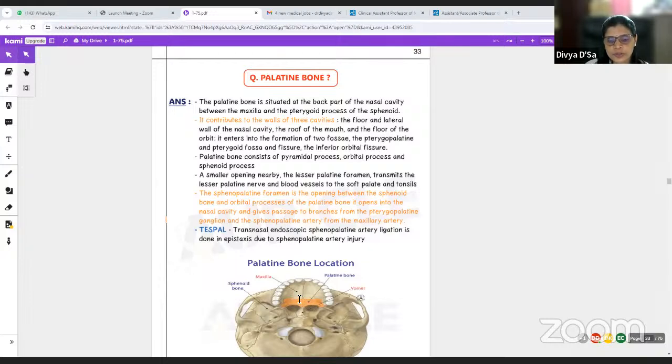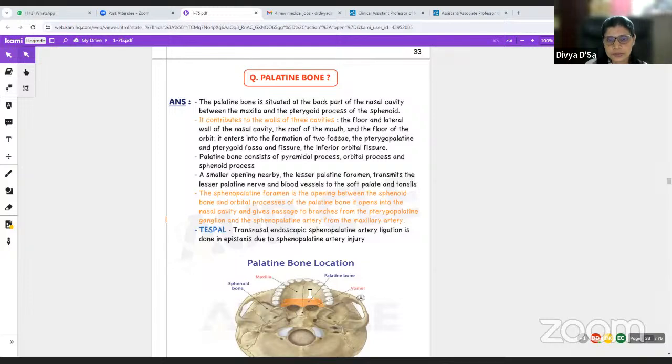So it contributes to the walls of 3 cavities. That is, it contributes to the floor of the nasal cavity as well as the lateral wall of the nasal cavity, the roof of the mouth, here you can see, and the floor of the orbit. So it contributes to all the 3 cavities. It also enters into the formation of 2 fossae. That is the pterygopalatine. Basically, it forms a communication from here to there through the fissures. That is to the pterygopalatine and pterygoid fossa and fissure, the infraorbital and the inferior orbital fissure.